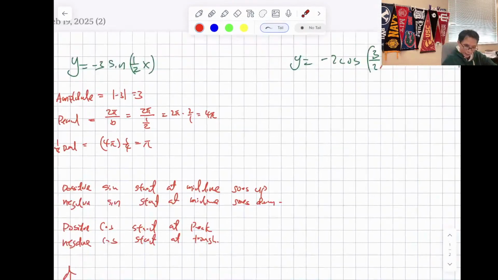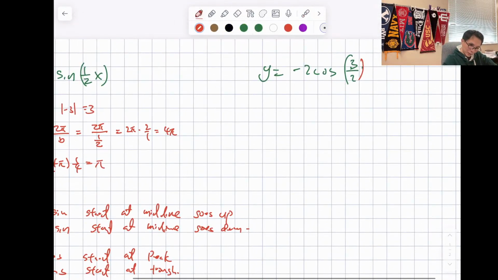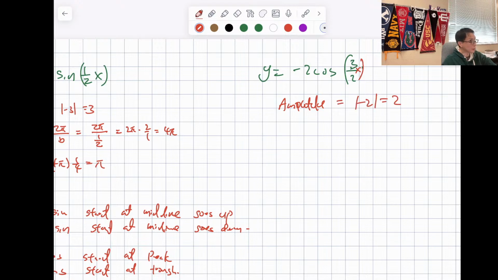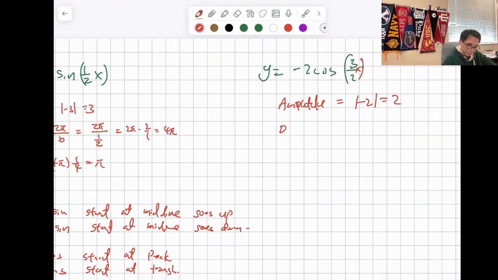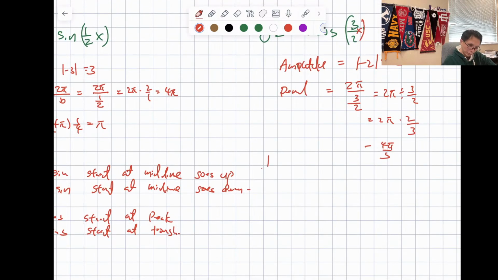Now let's start the second one. So we know the amplitude is the absolute value of negative 2, so it's 2. Is that okay? Period is equal to 2 pi over 3 over 2, which is 2 pi divided by 3 over 2, or equal to 2 pi times 2 over 3. So that's 4 pi over 3. Is that okay?